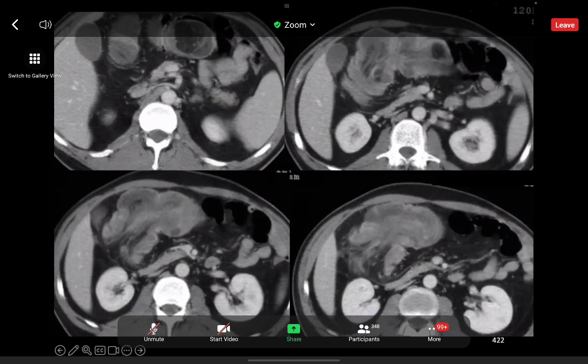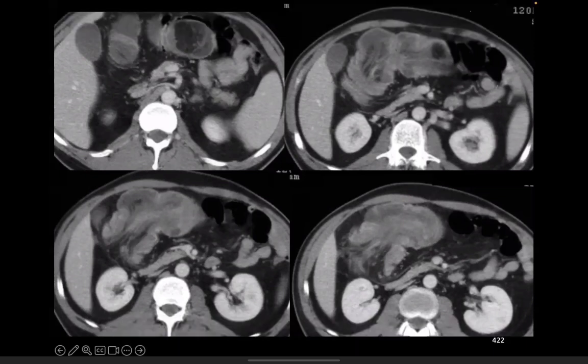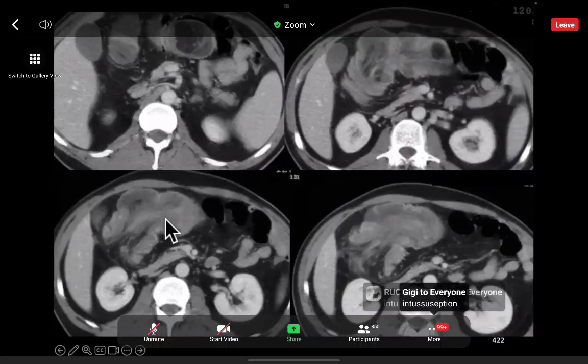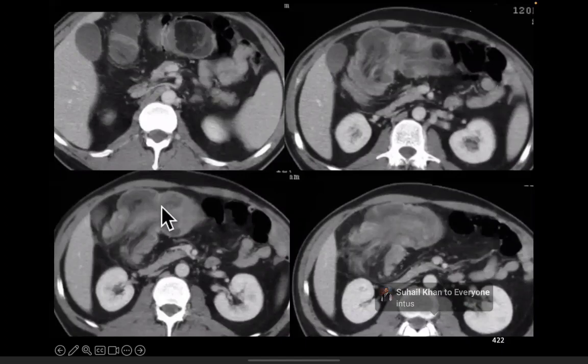Okay, this patient presents with abdominal pain. Just some selected CT scans of the abdomen in this patient. Yeah, intussusception of the colon. Okay, so it looks like a colocolic intussusception.